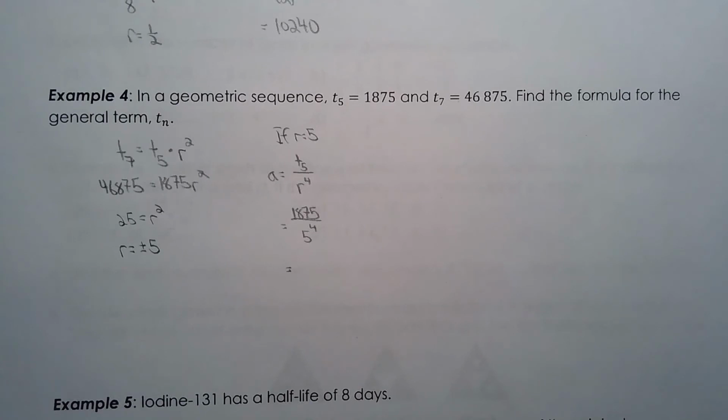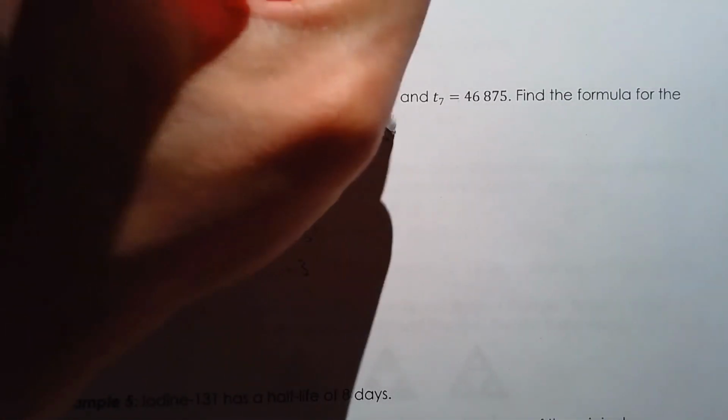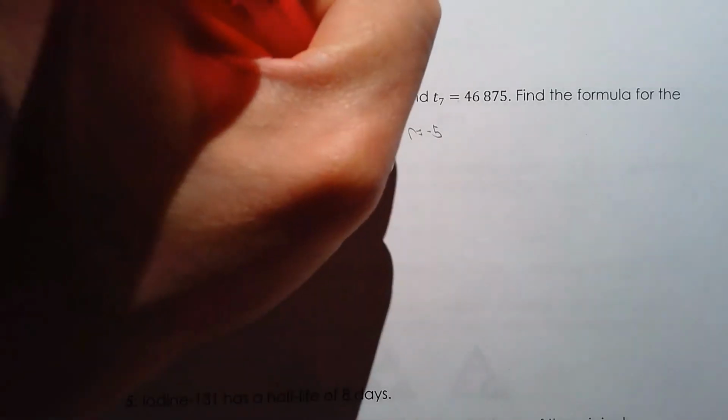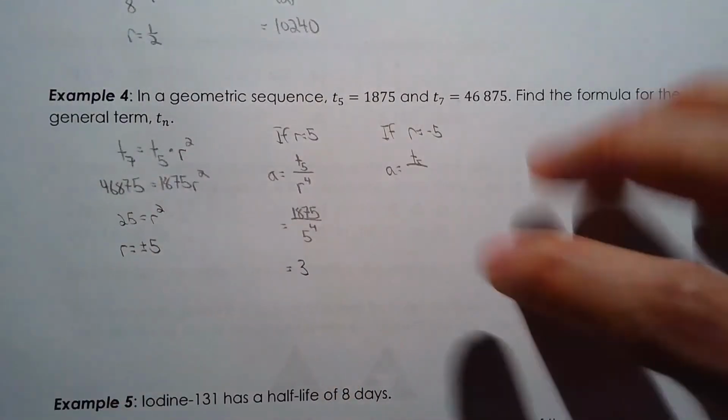So it's 3. Okay. If R equals negative 5, you get the same thing. Which makes sense because it's an even exponent. So even though R is negative, you're still going to get the same value for A, your first term.